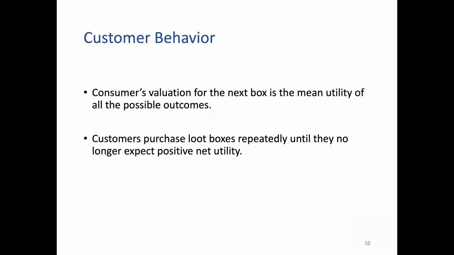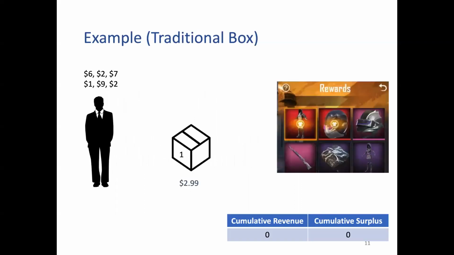And in the paper, we assume that consumers' valuation for the next box is the mean utility of all the possible outcomes, so they are risk neutral, and customers will purchase loot boxes repeatedly until they no longer expect positive net utilities. So let me use that example to illustrate what happens in our model.